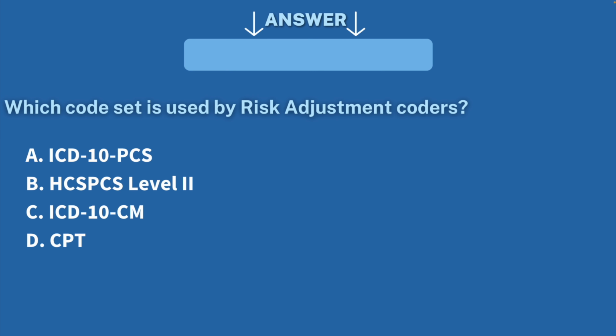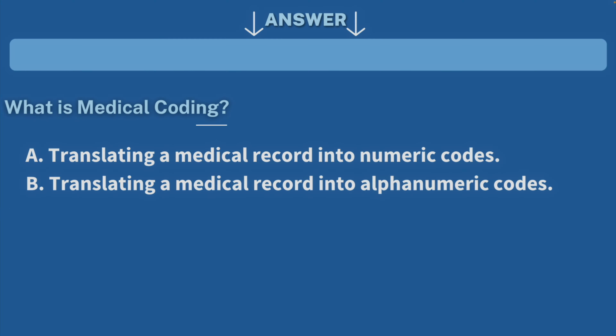Which code set is used by risk adjustment coders? This one is pretty easy. Which one will you be choosing? And the answer is ICD-10-CM. If you answered C, you are correct. Let's move on.